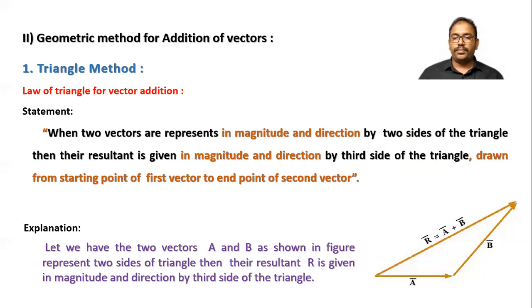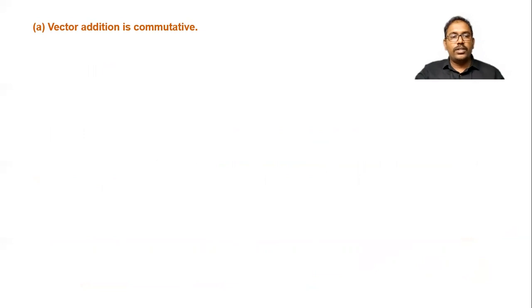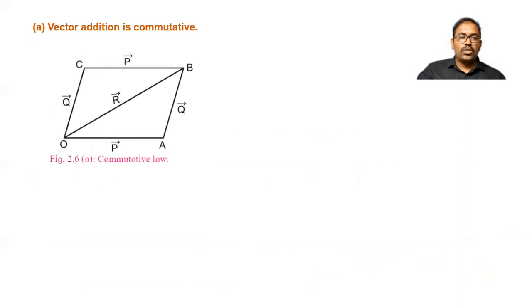Okay. Now after this triangle method, we have to learn the next method. Before the next method, there is an article related to this: vector addition is commutative. So we have to prove that vector addition is commutative. What is the commutative law of addition? That also you come to know.